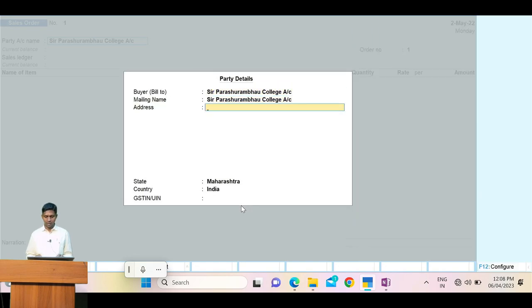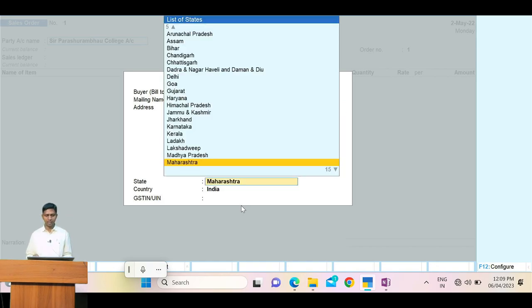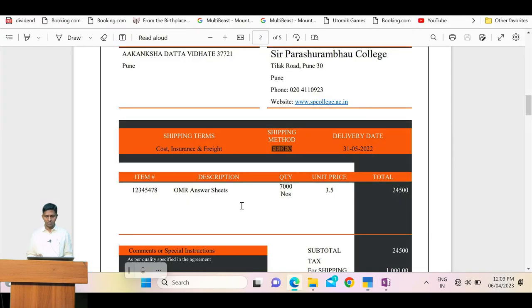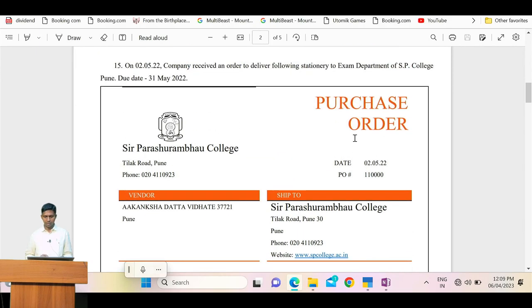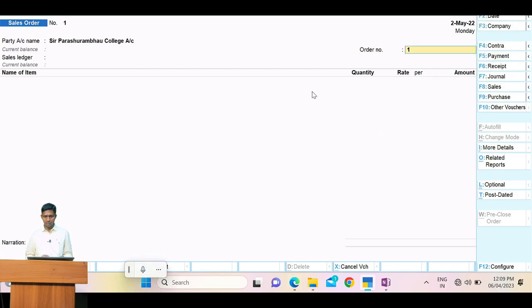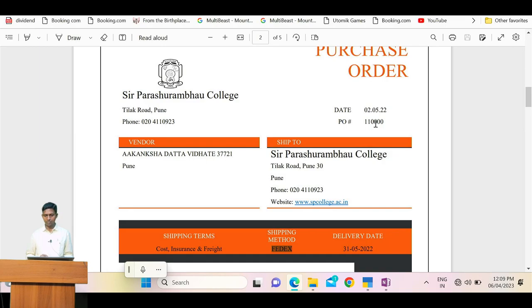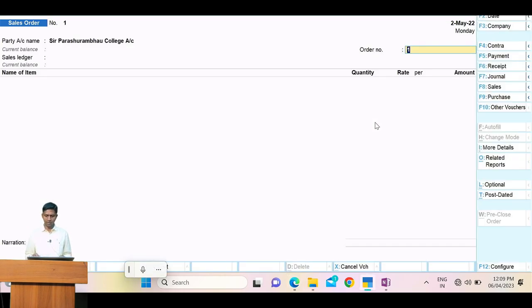SP College address Pune: if you write it there while creating the ledger, you will get it directly, otherwise right here. But it is advisable to write the address there only while creating the ledger. This is the order number, the PO number, the purchase order number. What Tally is asking is the sales order number. You can either keep that company's PO, SP's PO, as your sales order number, or keep that one as it is.